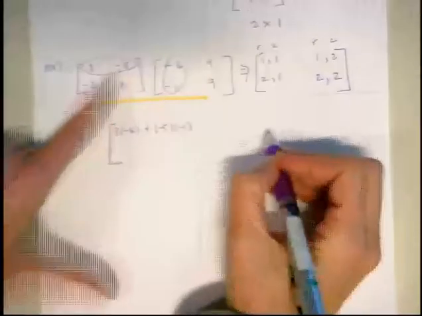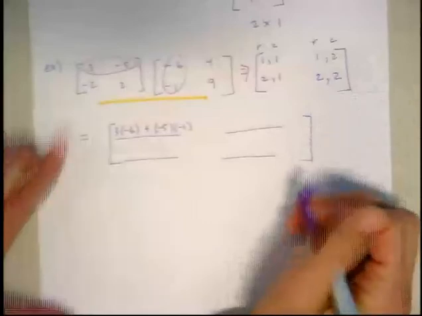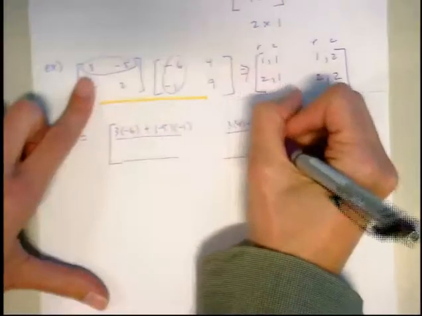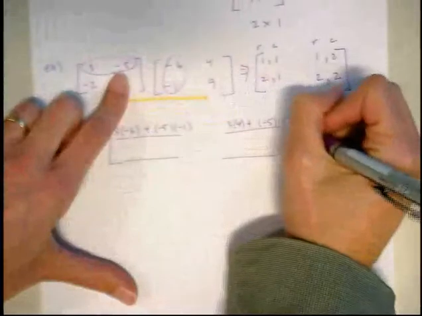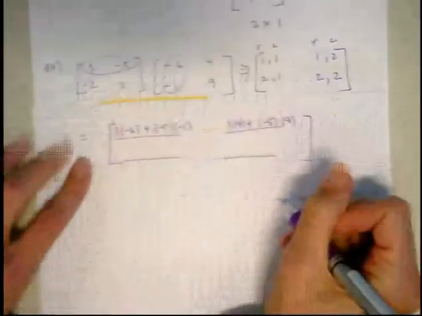Now I move over to the next entry. Remember, this is a 2 by 2 matrix, so I've got to do 4 entries for this matrix. Okay, so I'm in row 1, column 2. So that would be 3 times 4 plus negative 5 times 9. Okay, we'll do the arithmetic next.